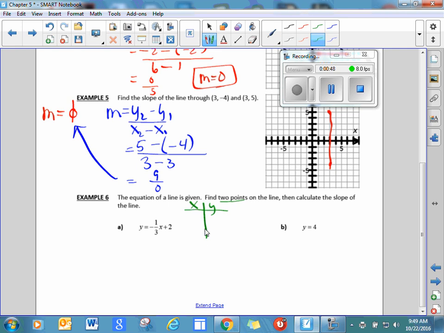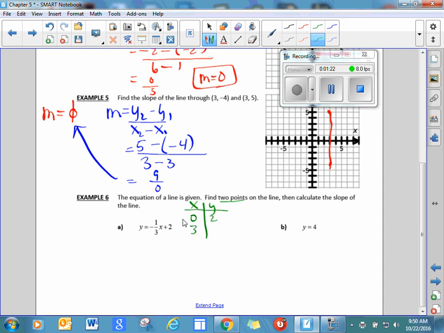Usually I pick more than 2 just to make sure I'm doing my calculation correctly, and that when I plot it, I get a straight line. But if I were only going to pick 2 points, I certainly would pick 0 for x, because that's going to wipe out that fraction, which would be good. So when x is 0, y is going to be 2. The next point I'm going to pick is 3, because if I multiply 1/3 times 3, I end up with something that's not a fraction, and that's always my goal when I'm in control of picking the points.